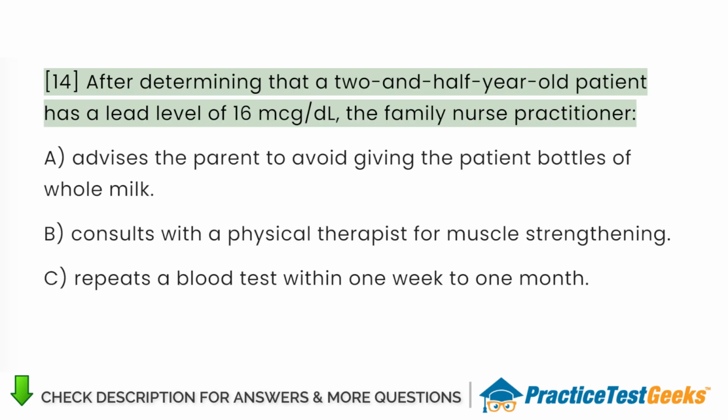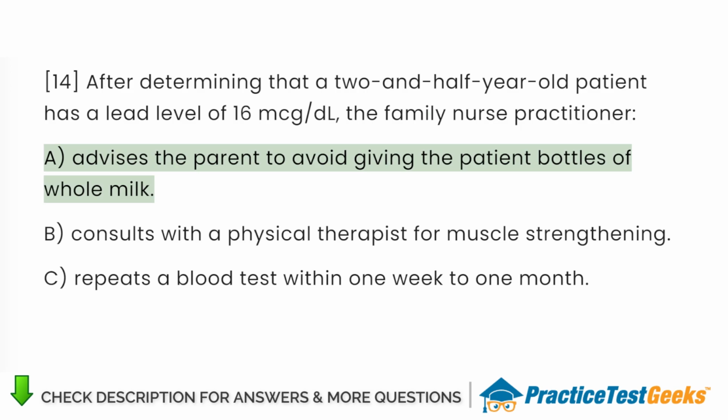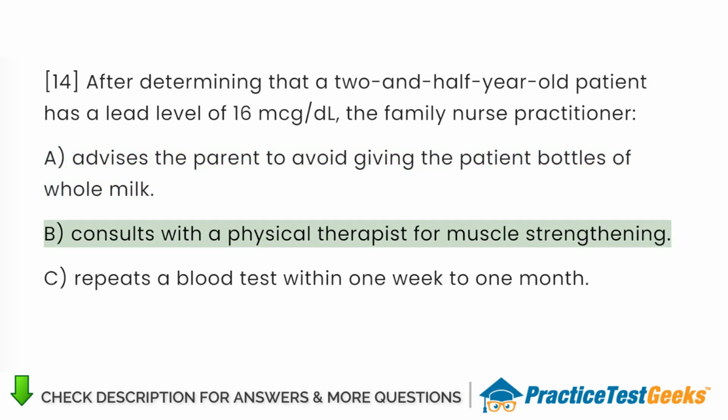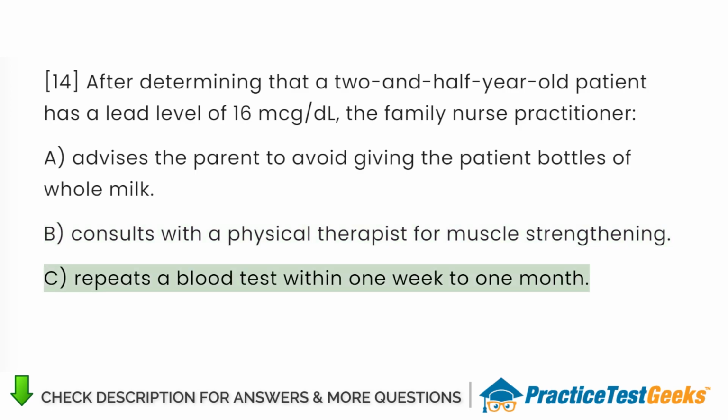After determining that a 2.5-year-old patient has a lead level of 16 micrograms per deciliter, the family nurse practitioner: A. Advises the parent to avoid giving the patient bottles of whole milk. B. Consults with a physical therapist for muscle strengthening. C. Repeats a blood test within 1 week to 1 month.